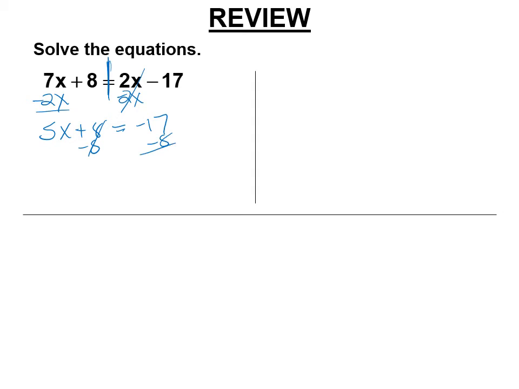Subtract 18 from both sides. -17 minus 8, same as -17 plus -8, -25. Divide by 5. X equals -5.